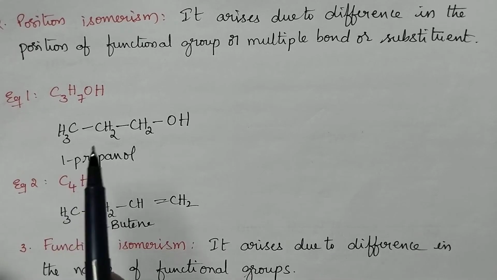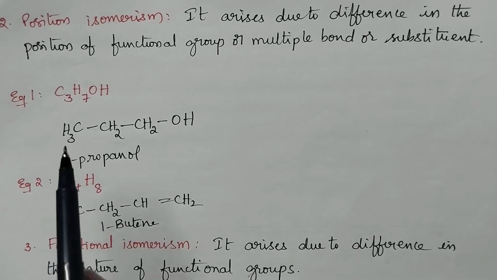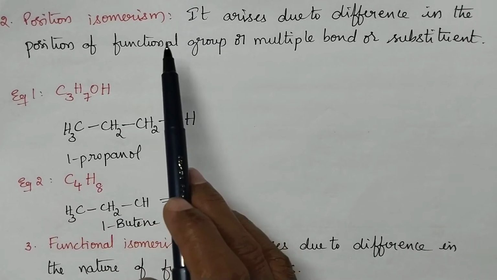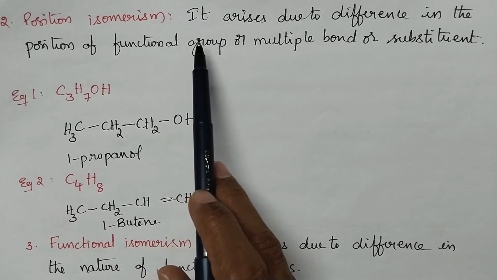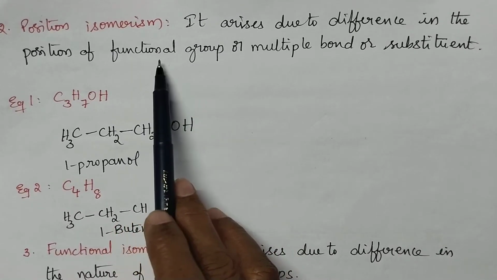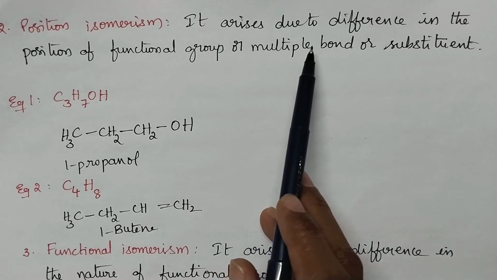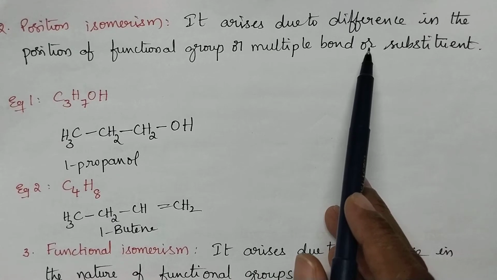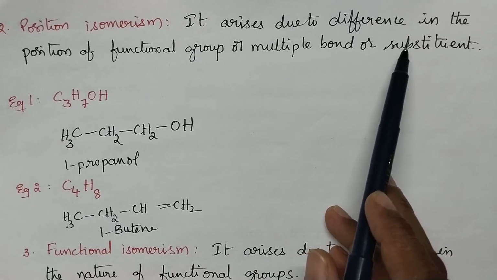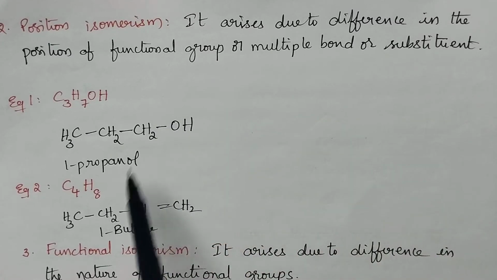Let us move on to the position isomerism. Position isomerism arises due to the difference in the position of the functional group or even the position of the multiple bond or due to the difference in the position of the substituent. Let us see few examples.